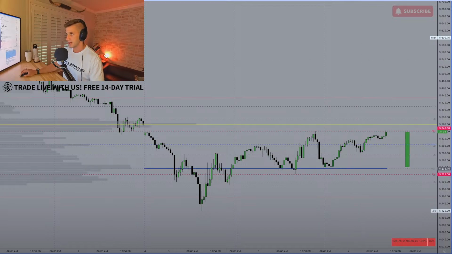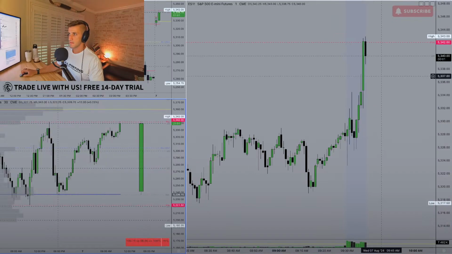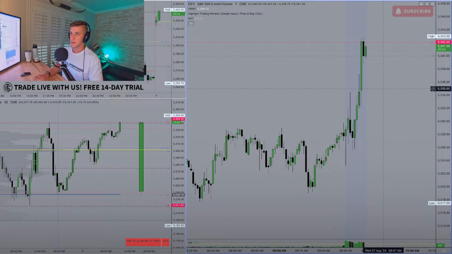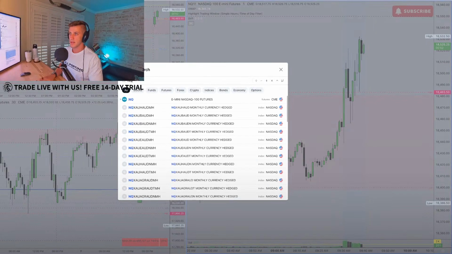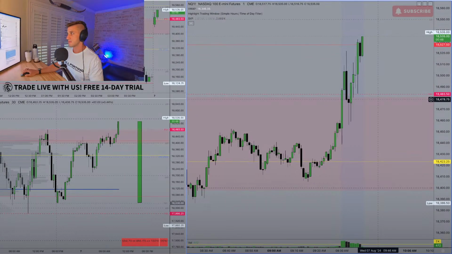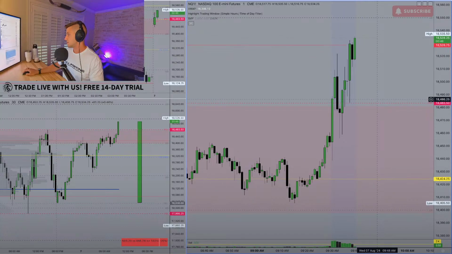ES just now into prior day high. So ES, keep an eye on that 5340 area. Same type of play is in the works. NQ continues to lead. It's looking really good actually.